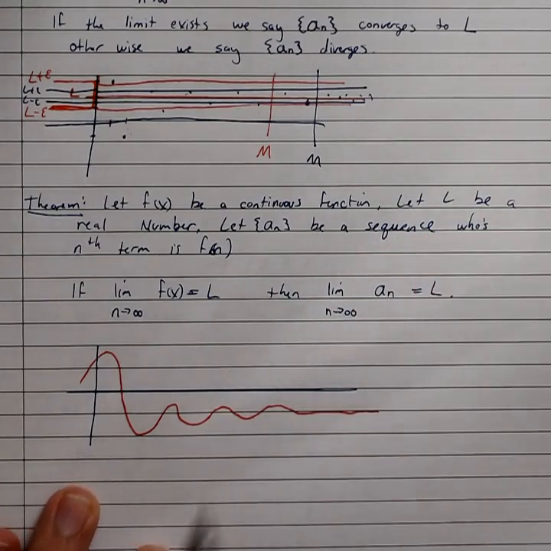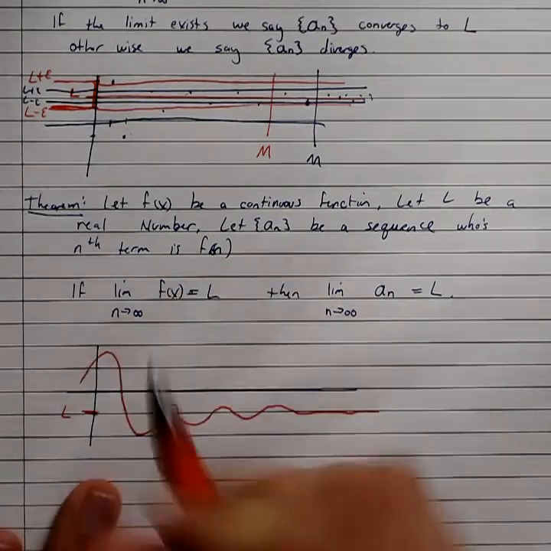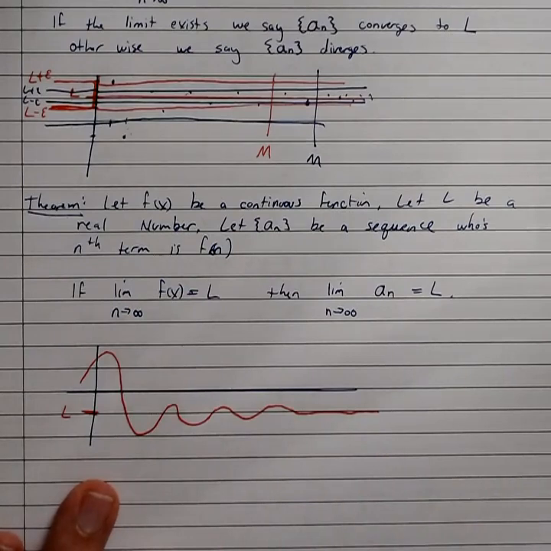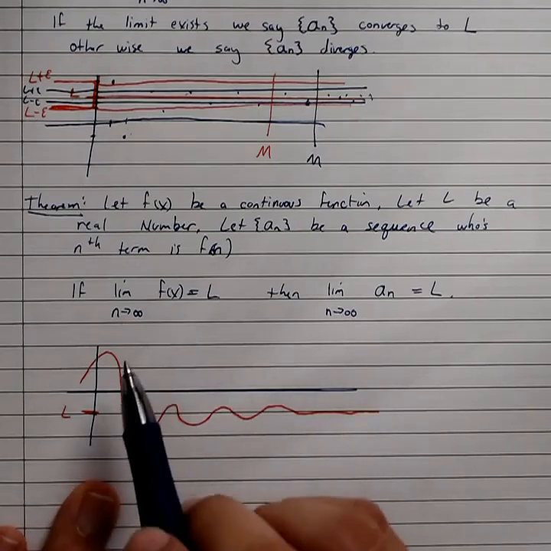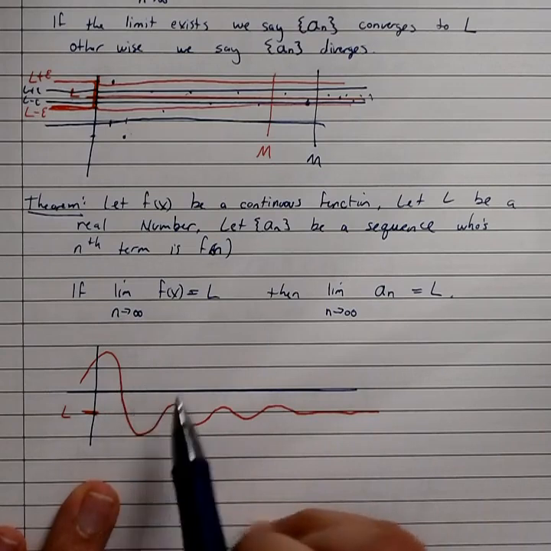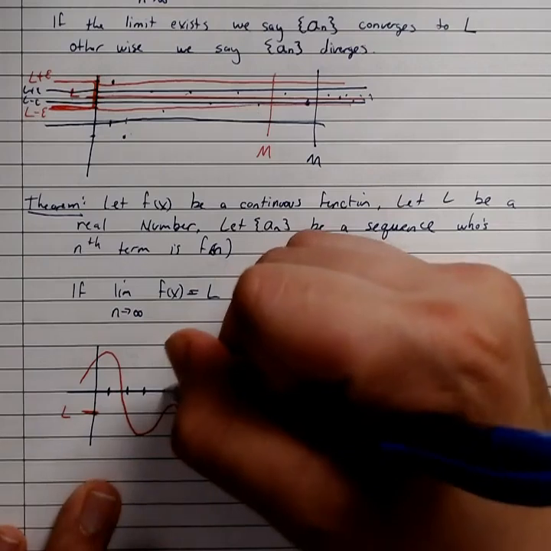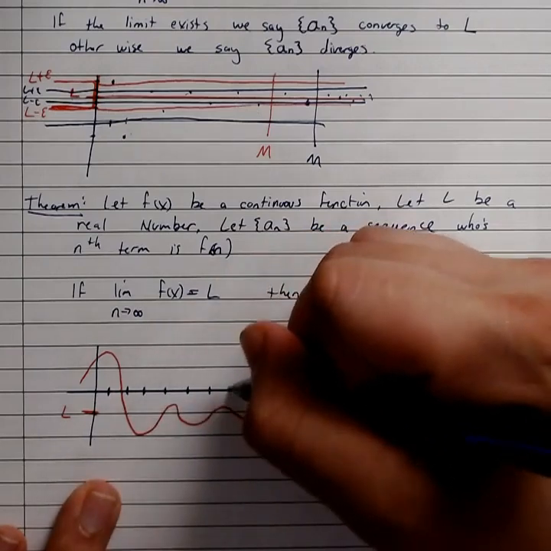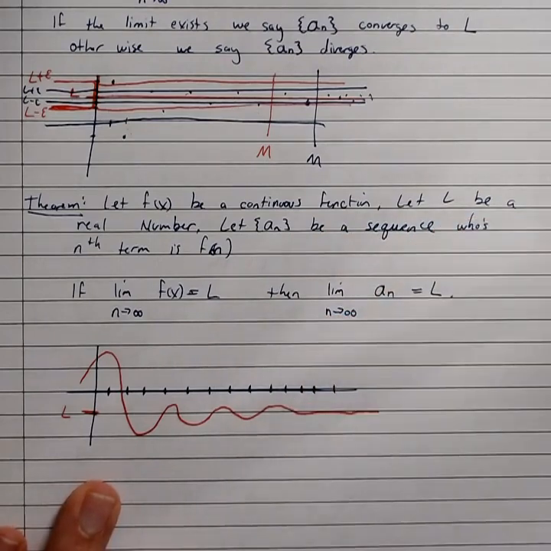Okay, so here that function seems to quite clearly converge to this number L. After all, it does eventually start to follow that black line. So now, let's say we took a sequence out of the values where x is equal to 1, and x is equal to 2, and 3, and 4, and so forth.